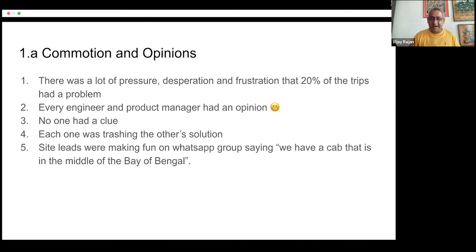So take a step back, take a deep breath, try to solve it. People were trying for quick fixes. Each one was trashing the other solution, with conjecture. So it was not backed with data. Site leads were making fun on WhatsApp groups that we have a cab in the middle of the ocean. It was getting frustrating for engineers and engineering leadership to read such things. But the fact was that there were problems in the device calculation and the device GPS location.